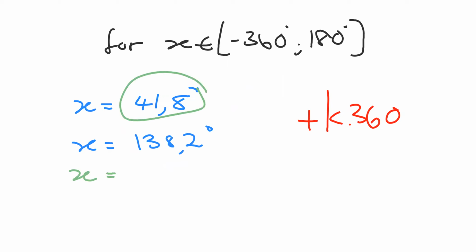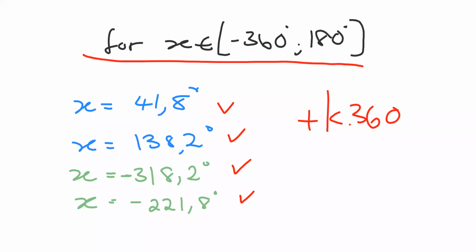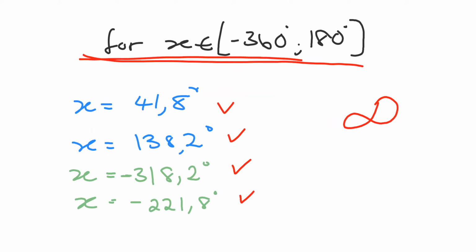If I minus 360 from this, I get negative 318.2 degrees. And if I minus 360 from this one, I get negative 221.8 degrees. Is that correct? Yes. So these are the four answers that you get in this domain. Like I said, for these general solutions there's always an infinite amount of solutions that you can find. But if they give you a specific domain, they just want you to list the answers that fit in that specific domain.